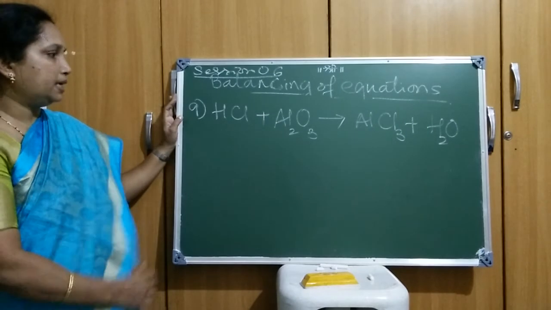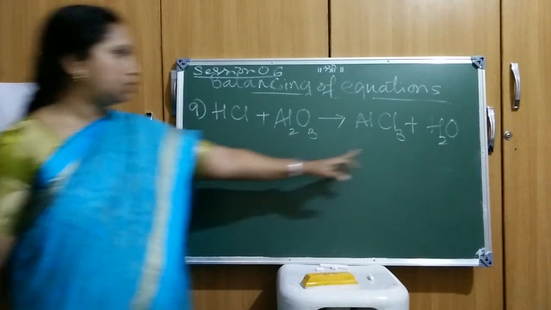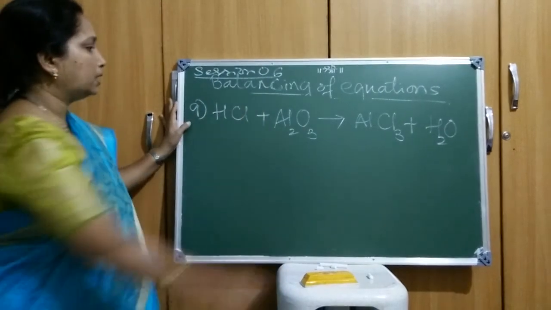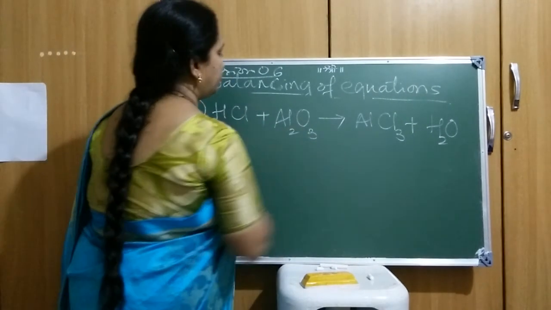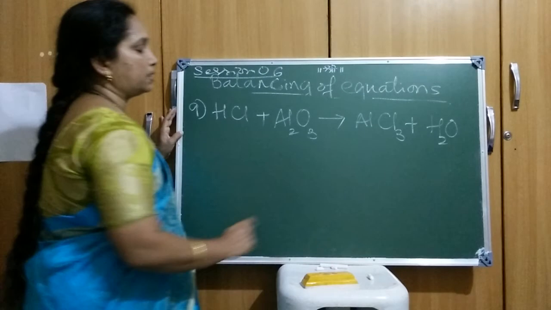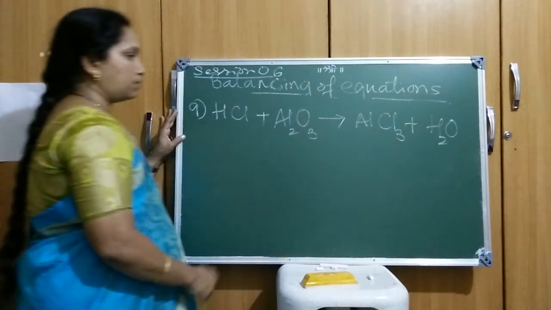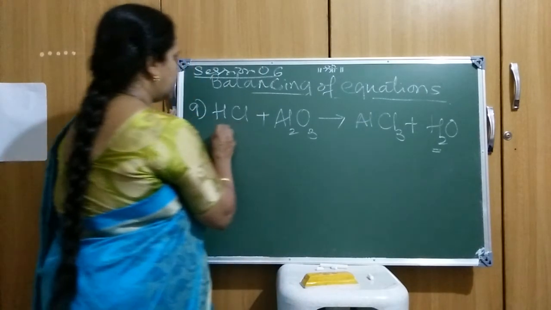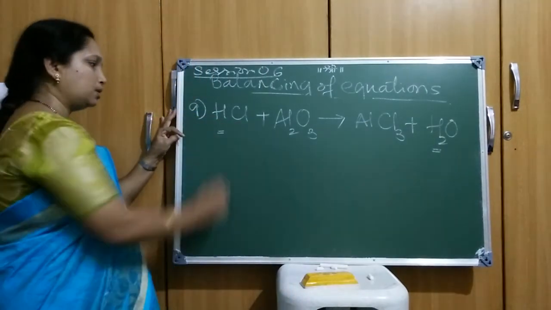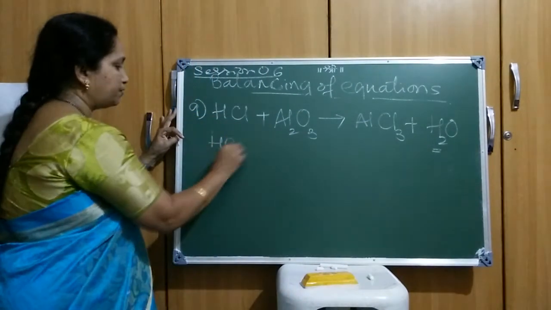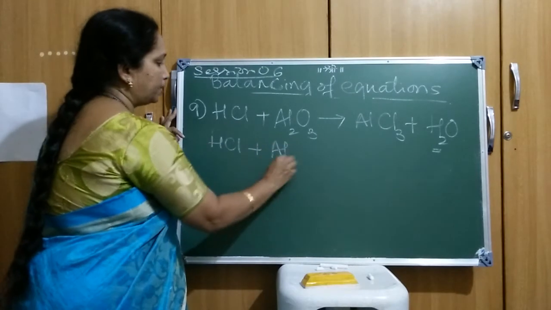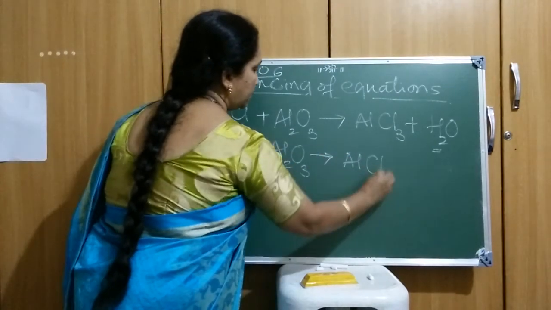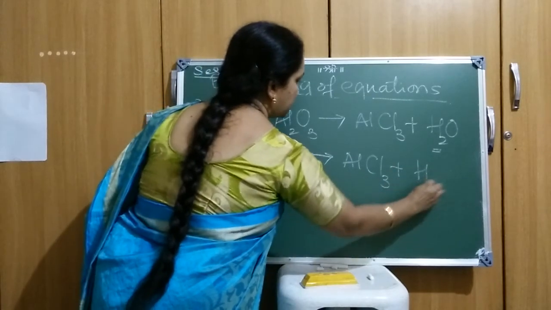And if you observe here, on the right hand side it is H2O. That means there is no change in the hydrogen over here. And chlorine, as it is, 3 are there, and here only 1 is there. So there are so many methods to balance this one. If you observe here, we'll try to balance the hydrogen first. HCl and Al2O3 gives out AlCl3 plus H2O.